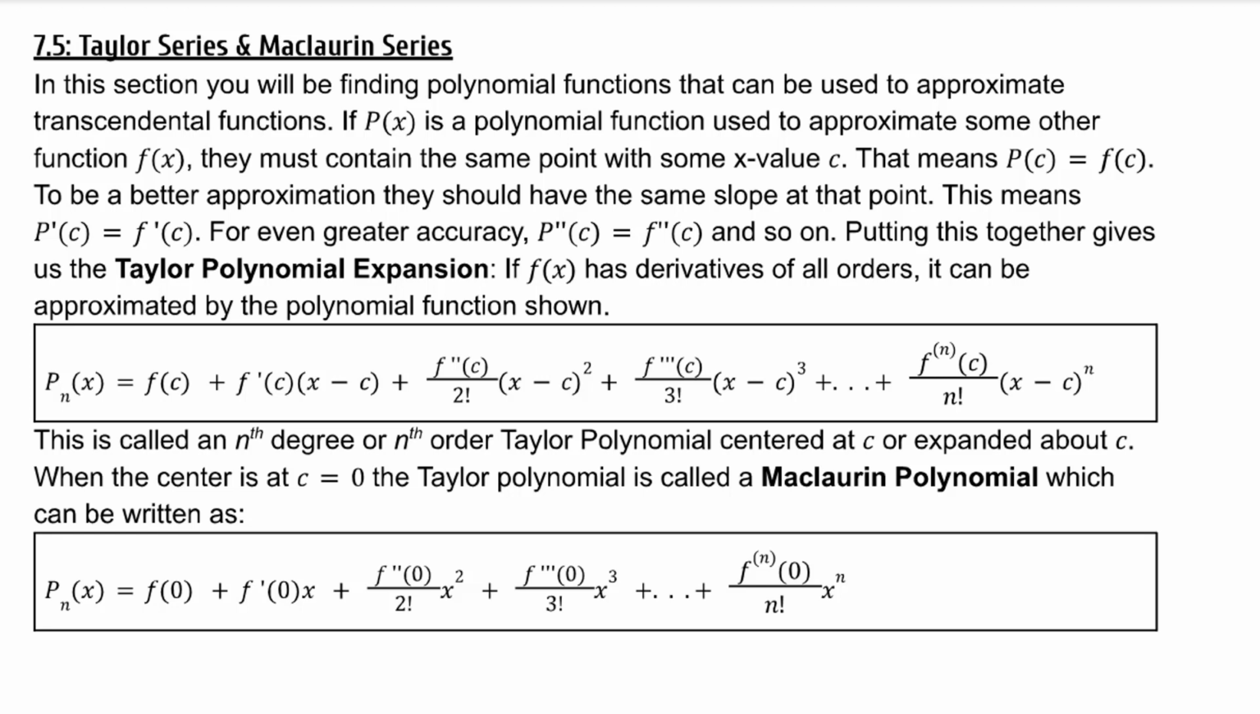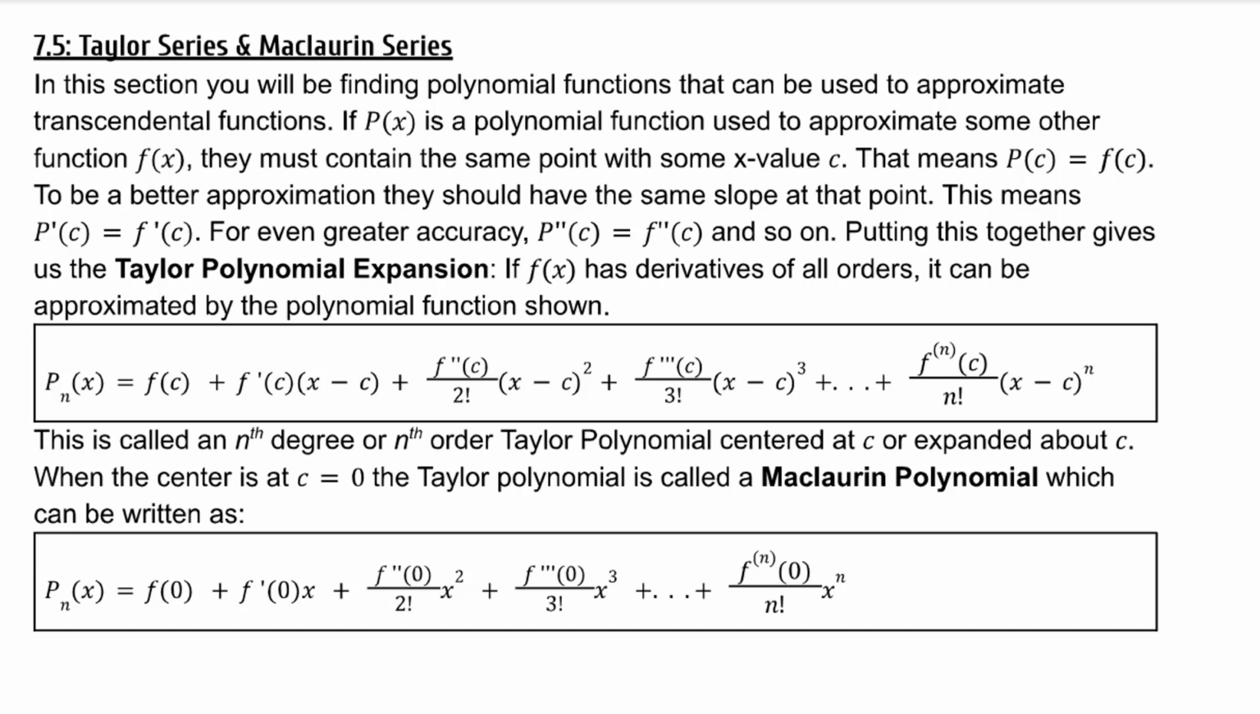In this section, you will be finding polynomial functions that can be used to approximate transcendental functions. If p of x is a polynomial function used to approximate some other function f of x, they must contain the same point with some x value c. That means p of c is equal to f of c.